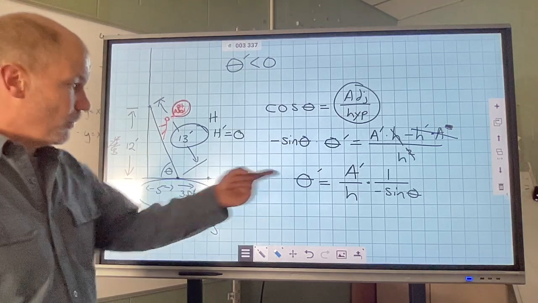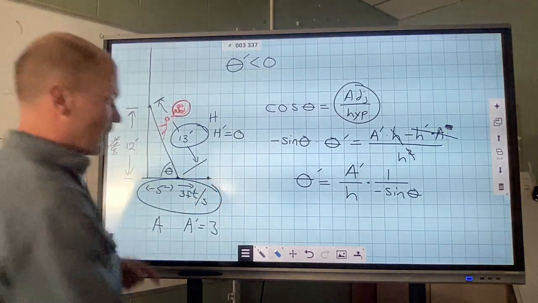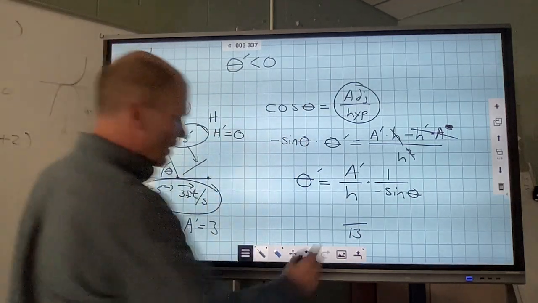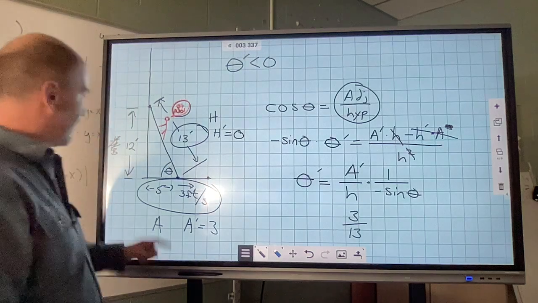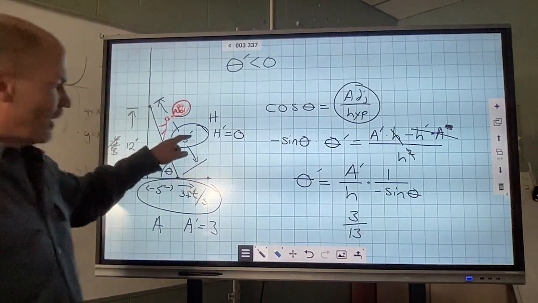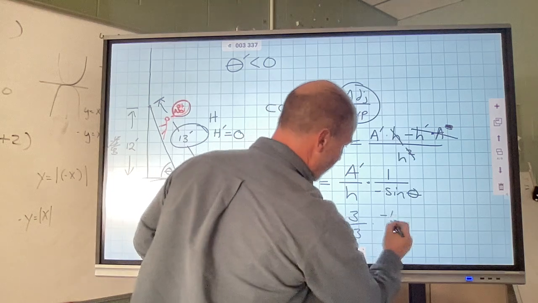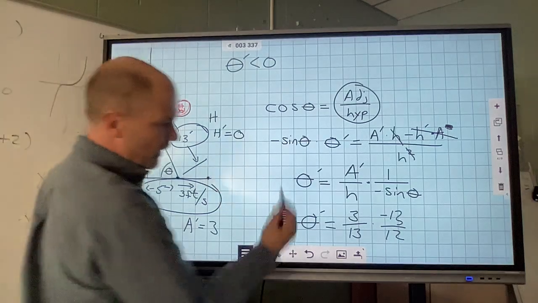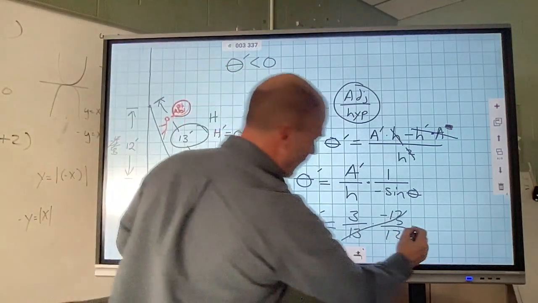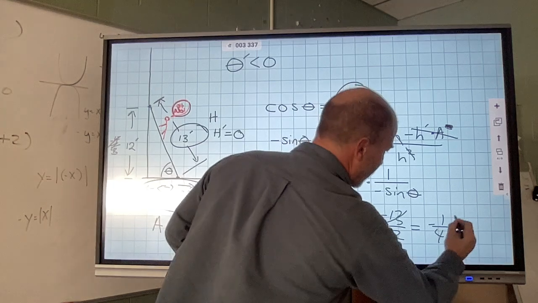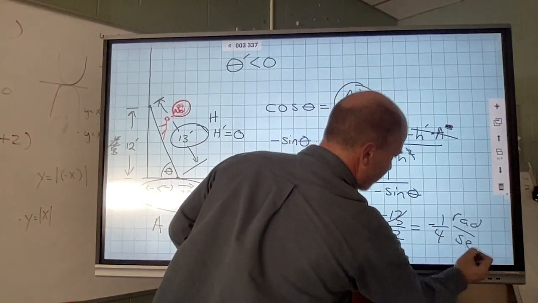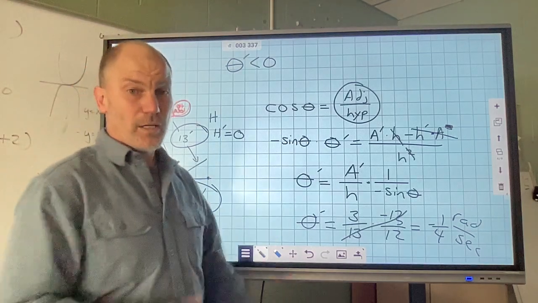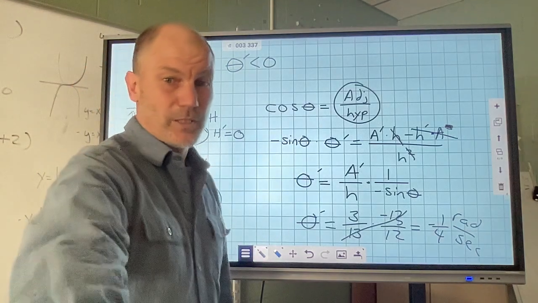The trick here is we've got to figure out, well, what is the sine of theta? We know H is 13, so I'm just going to fill this in. I'm not going to do the math out. A prime is 3. We know that sine of theta is opposite 12 over hypotenuse 13, so this is times negative 13 over 12 for theta prime. And then we can cancel out the 13s, and I'm going to get negative 1/4. And the trick is this is radians per second. In calculus, we always go with radians per second. Anyway, that was a quick 3 different types of problems. Good luck with the practice.